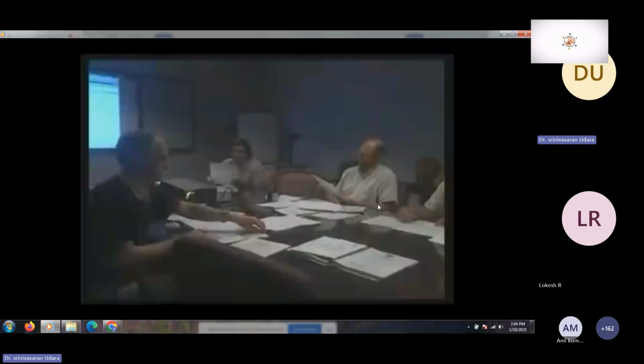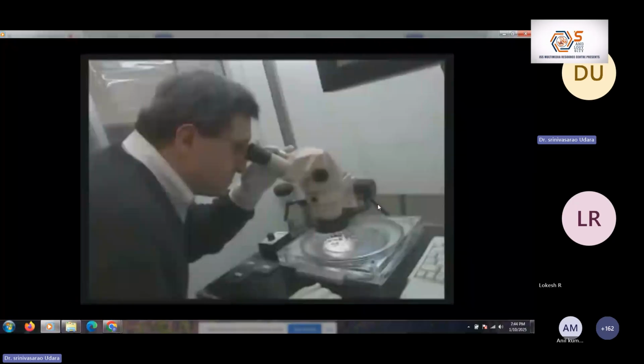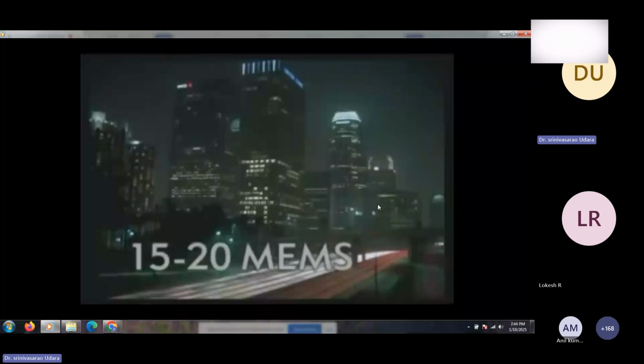MEMS technology has become so widespread since its beginnings in the 1980s that it is estimated that there are now between 15 to 20 MEMS devices for every person living in North America.